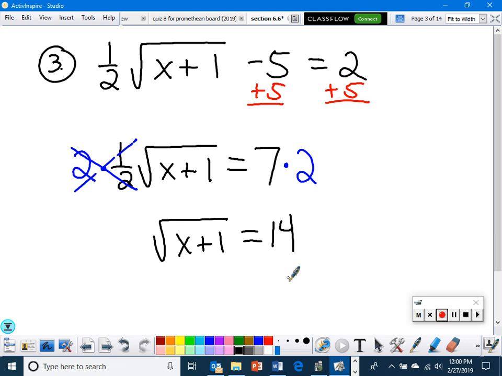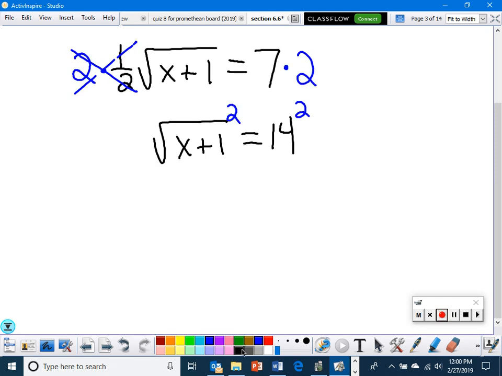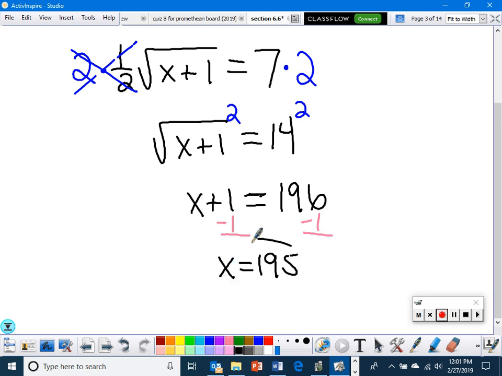Okay, now it's just like the first two. We're going to square both sides to get rid of the square root. And subtract 1. All right. Let's go to the next one.